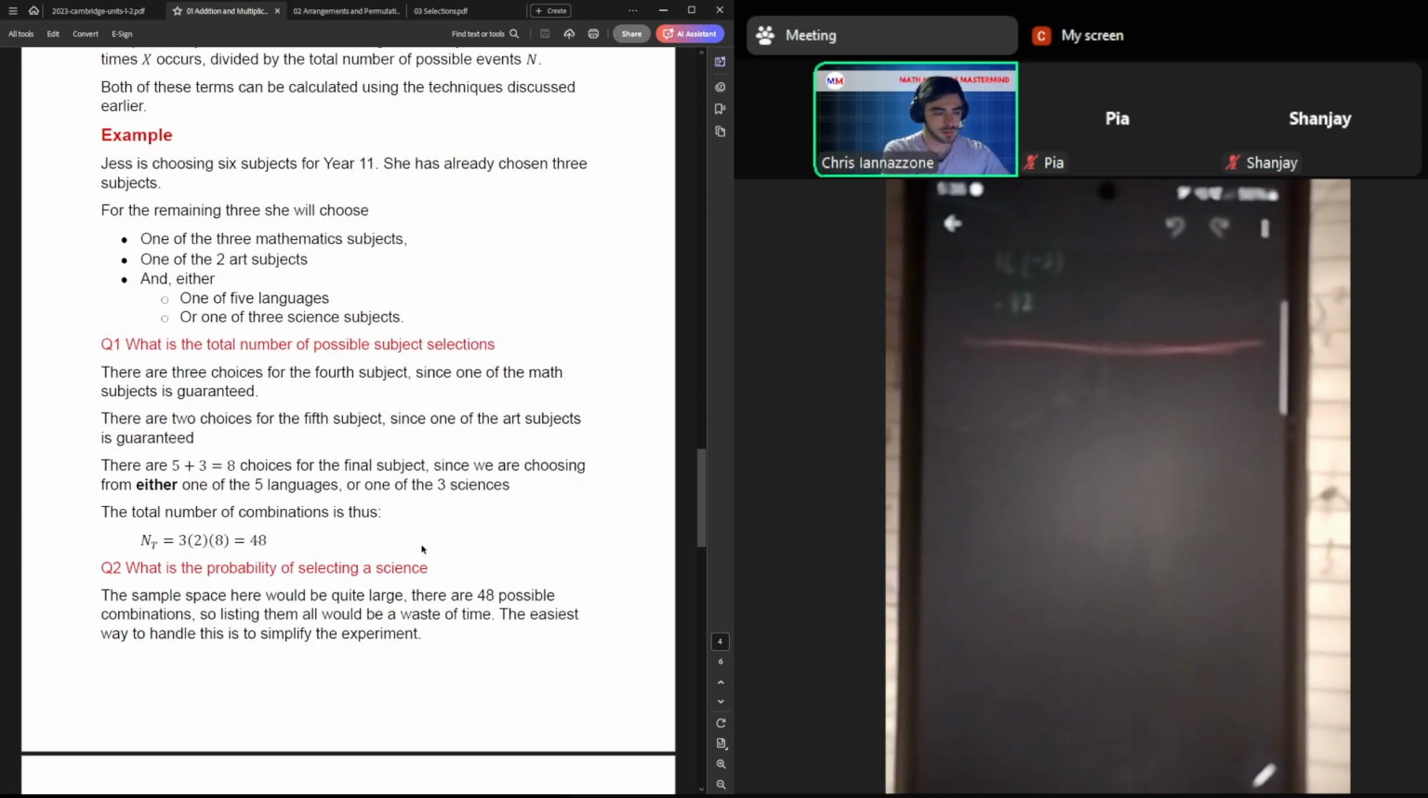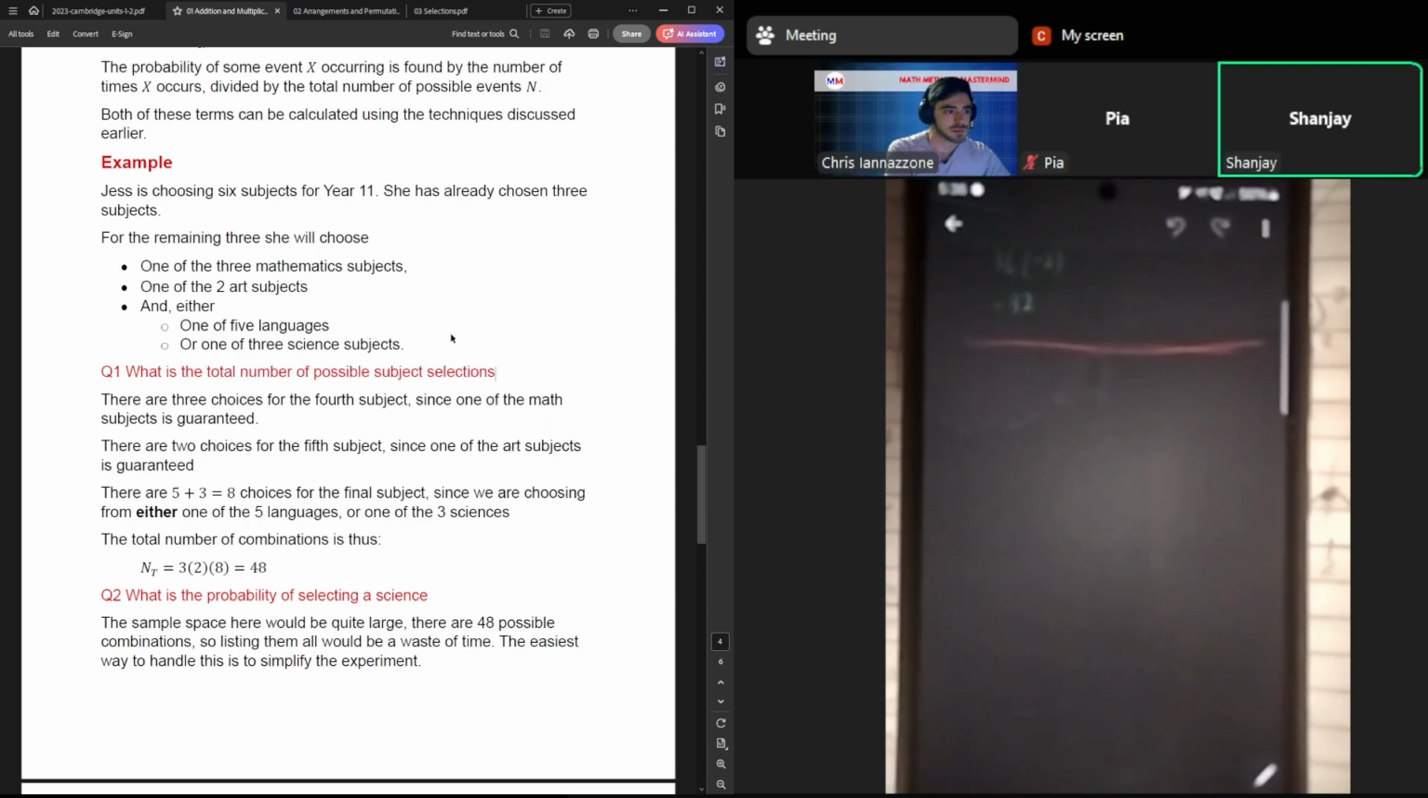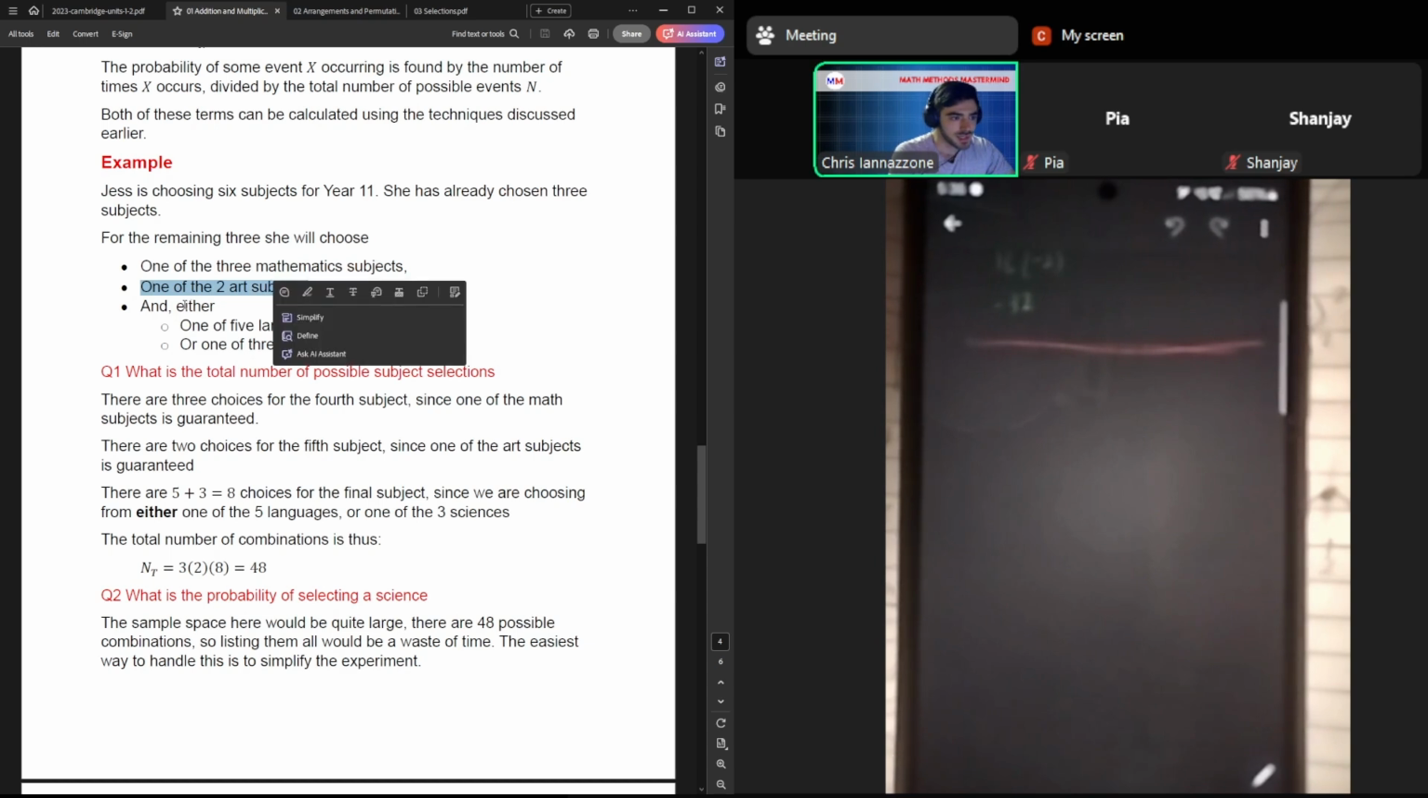Because that'll give you the total number of possible subject selections. Wait, could you repeat that again, please? Yep. So what we're looking at is trying to figure out the number of possible ways in which I can arrange my subject selections. So I'm going to choose one of 3 maths, one of 2 arts, and then to fill out that last one, I'm going to choose either one of the 5 languages or one of the 3 sciences.